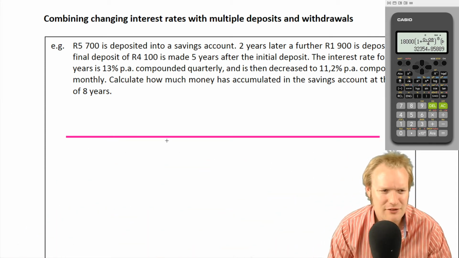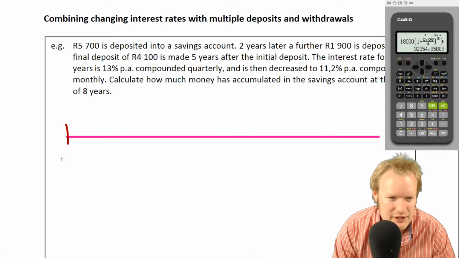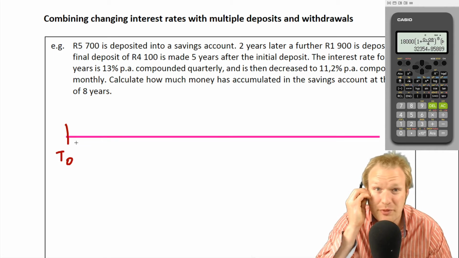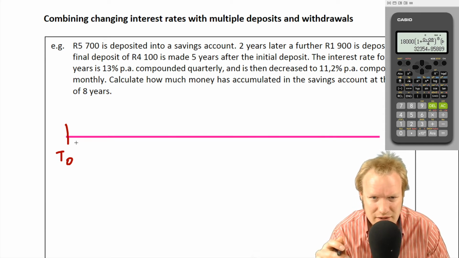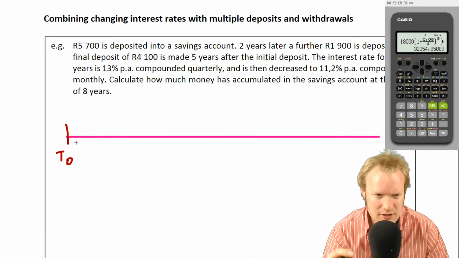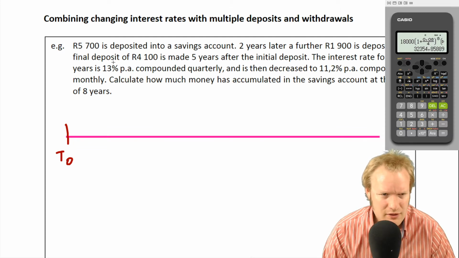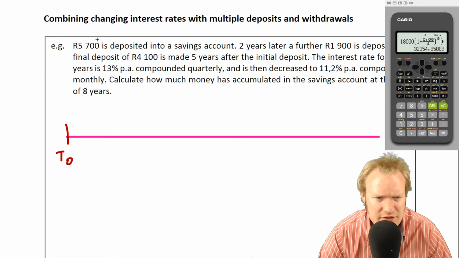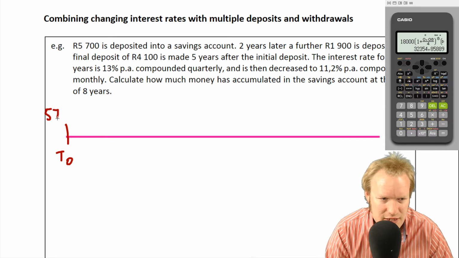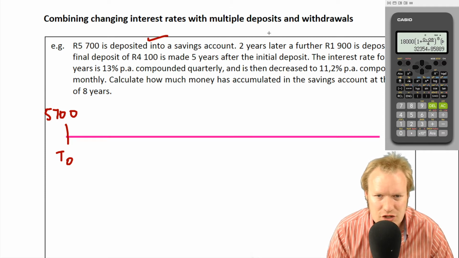So in our timeline, we're always starting at T naught, and now there's going to be a lot of stuff happening, so let's really keep our wits about us. Maybe read through it once, and then in the second read, let's put it in and highlight the bits that are important. 5,700 Rand is deposited into a savings account. This bit I reckon we can safely put in the timeline, and that bit there we've kind of ticked.